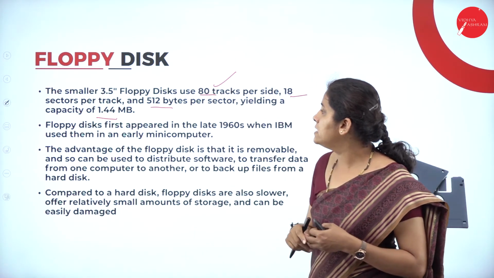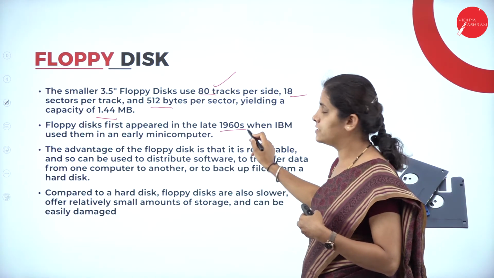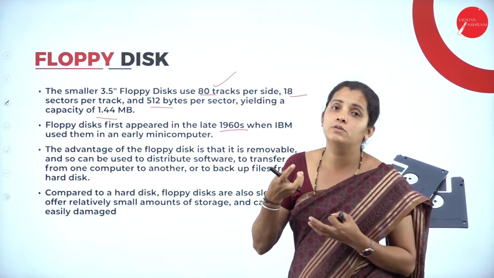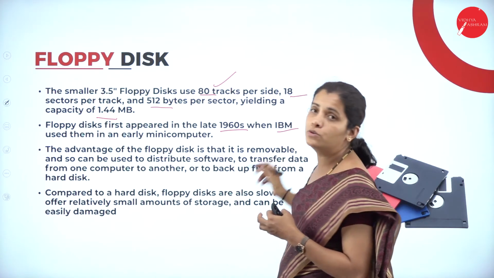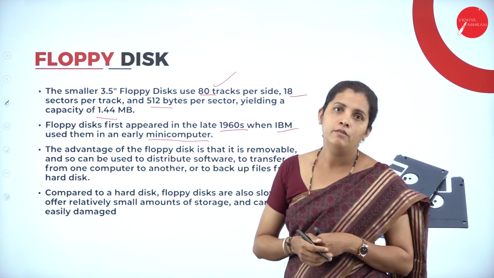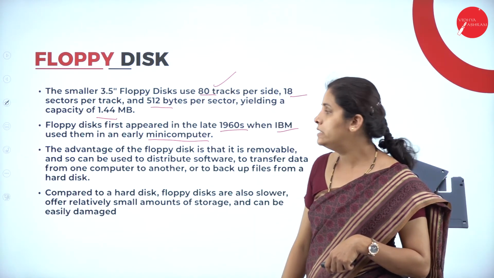The floppy disk first appeared in the year 1960. It was introduced by IBM for minicomputers. For that reason, the floppy disk is also called a mini disk.